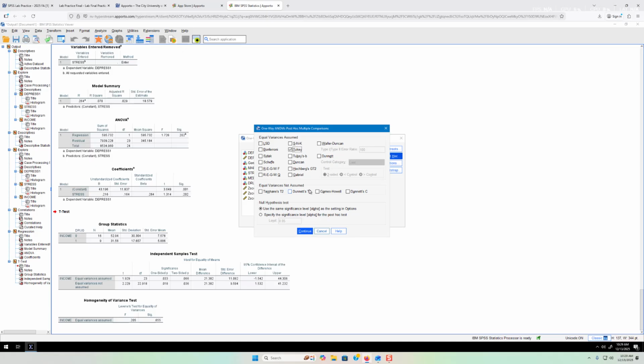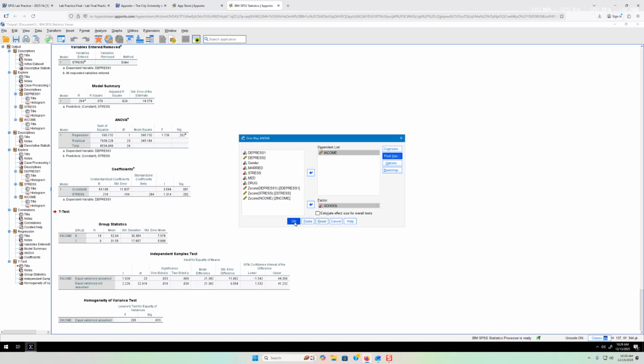If the ANOVA is not significant, you will not look at the Tukey tests. Because when the ANOVA is not significant, there's no difference among the groups. So there's no point looking at post hoc tests. So only if the ANOVA is significant do we look at the Tukey test. Leave the rest of this alone. Hit OK.